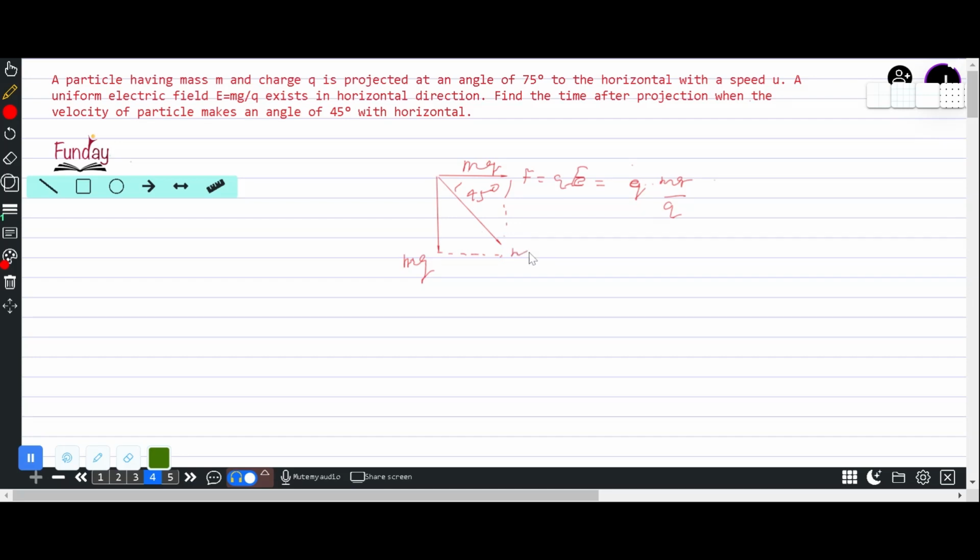Right, now we will visualize the motion of the particle. The particle is moving at an angle of 75 degrees with the horizontal, and the expectation is that after some time the particle makes an angle of 45 degrees with the horizontal. That means the particle shifts around 30 degrees towards the horizontal direction, correct? So now we are drawing the motion of the particle, the trajectory of the particle.